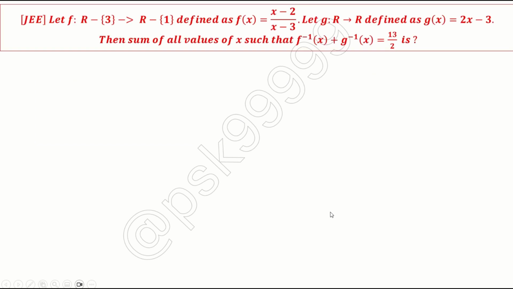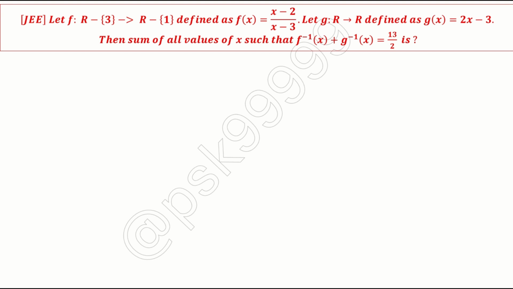So this is a JEE question. There is a function f defined from R minus 3 to R minus 1. f of x is defined as (x minus 2) divided by (x minus 3). Its domain is R minus 3, range is R minus 1. Now another function g is defined from R to R, and its definition is g of x equal to 2x minus 3. Then the sum of all values of x such that f inverse of x plus g inverse of x equals 13 by 2.